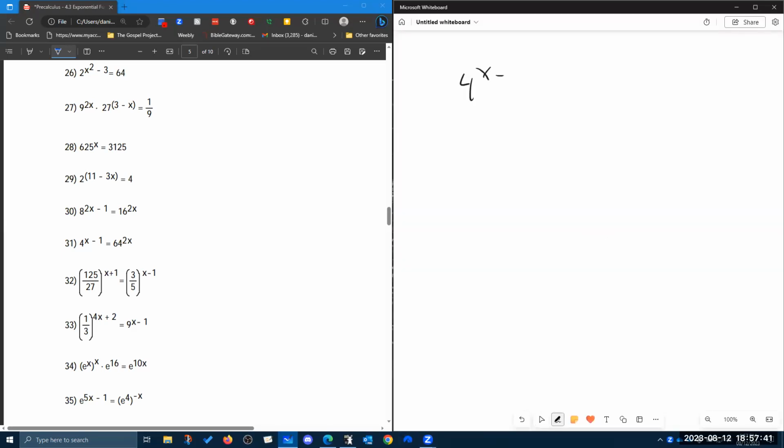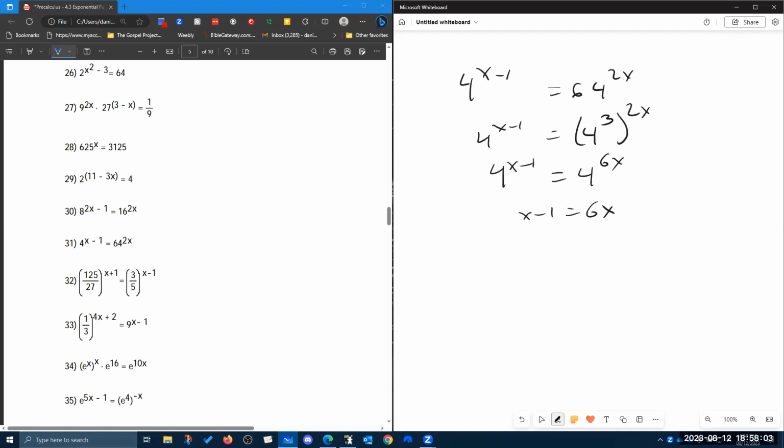4 to the x minus 1 equals 64 to the 2x. 64 is 4 to the third, so 4 to the x minus 1 equals 4 to the 3 times 2x, which is 4 to the 6x. x minus 1 equals 6x. 5x equals negative 1. x equals negative 1/5.